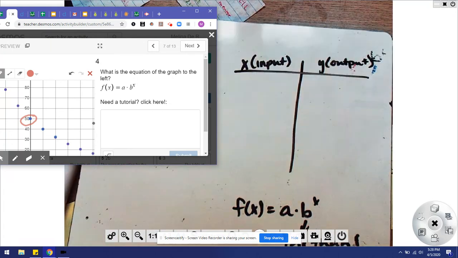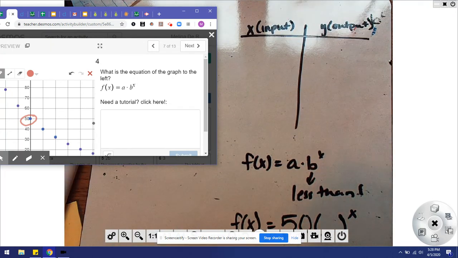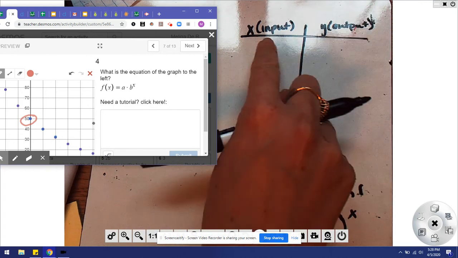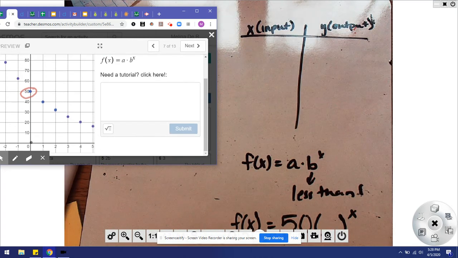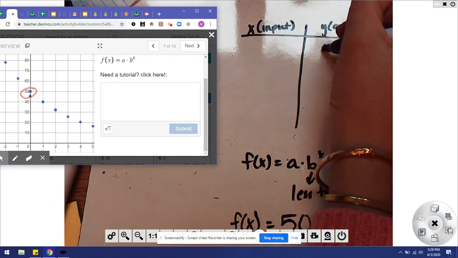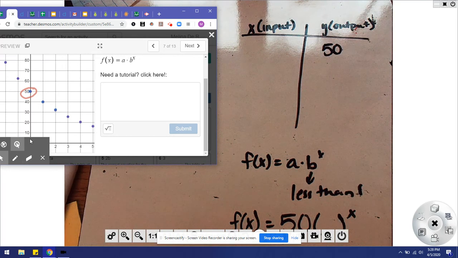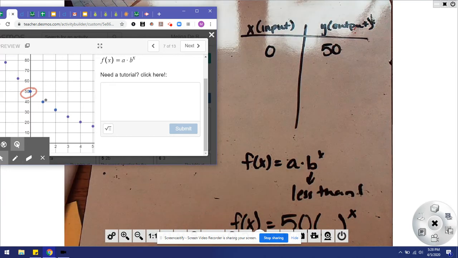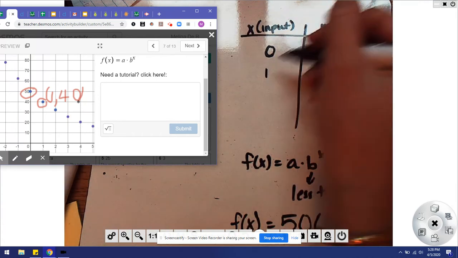To figure that out, usually what I like to do, because it's easier for me, is I set up a table where I have my x and my y's. So the first point on this graph that we actually just labeled was 50. That's a y value when x is 0. The next point over that's easy to read is this one right here. This one has an x value of 1, and it has a y value of 40. So in my table, I'm going to go ahead and label that 1, 40.